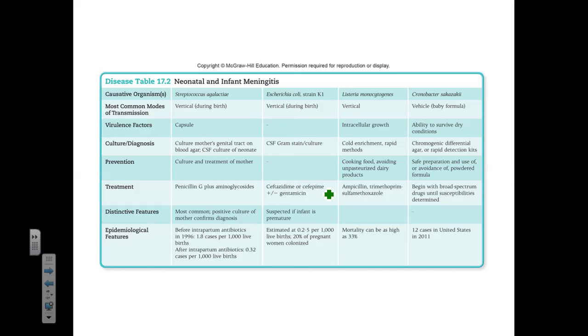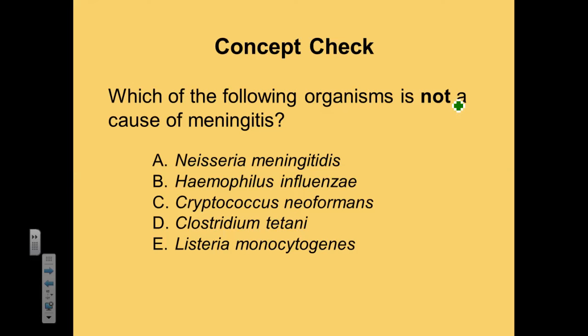Here is a summary of neonatal and infant meningitis causes. We have Streptococcus agalactiae, E. coli, particularly strain K1, Listeria monocytogenes, and Cronobacter sakazakii as our primary causes of neonatal meningitis.